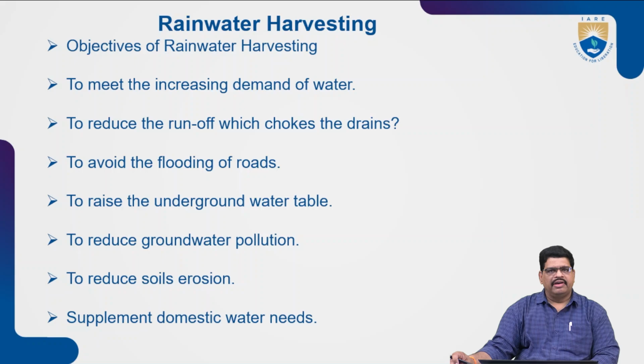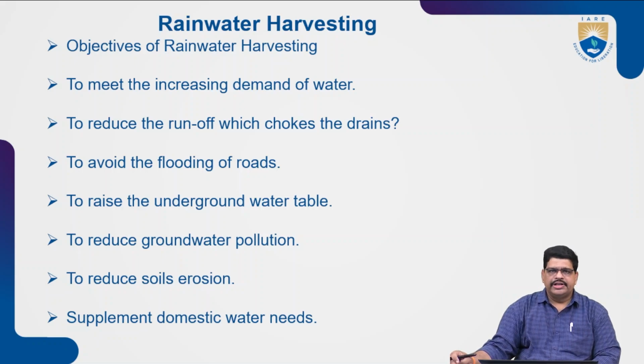Next, to avoid the flooding of the roads. Due to heavy rains, what happens? The heavy water flows away wastefully, flooding the roads. If you provide harvesting techniques, the water is not wasted. Most of the water can be utilized for drainage purposes as well as for increasing the ground levels. Next, to raise the underground water level, as I told, the runoff automatically decreases due to applying the techniques. What happens? Due to the infiltration techniques, the groundwater level also increases.